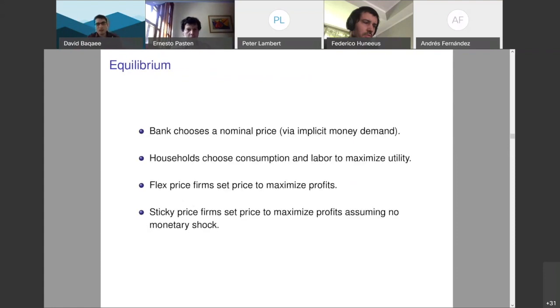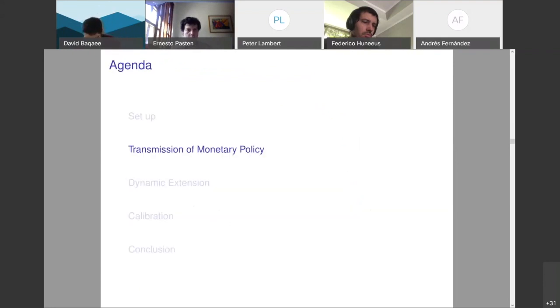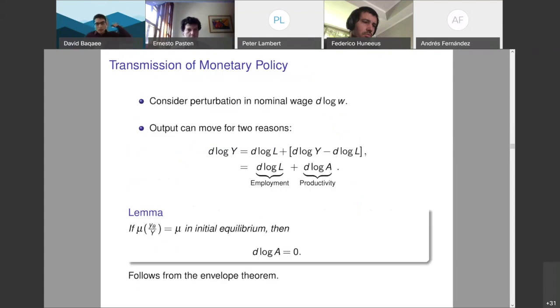Okay, so what's the equilibrium notion? As I said, the bank is going to choose the price. Households are going to choose consumption and labor to maximize utility. Firms are going to set prices. And then we're going to see what happens. Okay, good. So the way we're going to think about monetary policy being implemented here is via the nominal wage.